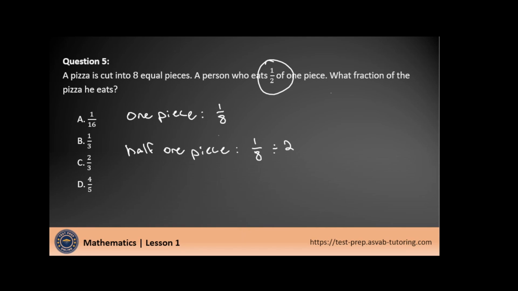divided by 2. Okay? And then you should remember that to divide a fraction, we keep the first fraction, we change division to multiplication, and we flip the second fraction. In this case, 2 we can write as 2/1, so when we flip, it's going to be 1/2. Multiplication, super easy. Straight across, 1 times 1 is 1, 8 times 2 is 16, so half of one piece is 1/16 of the whole pizza.